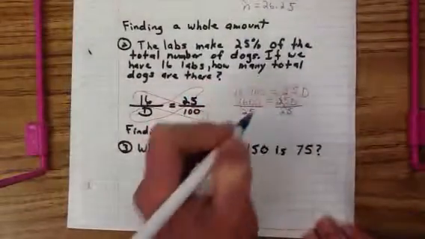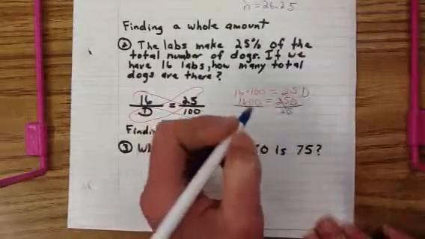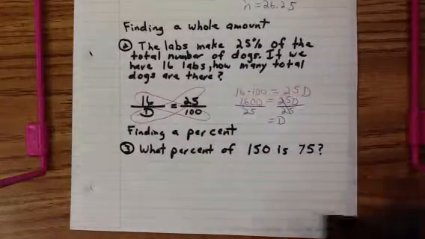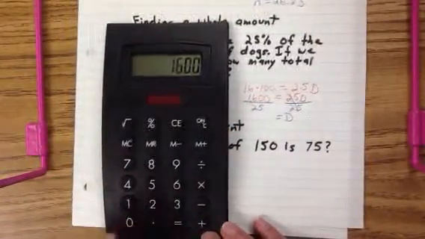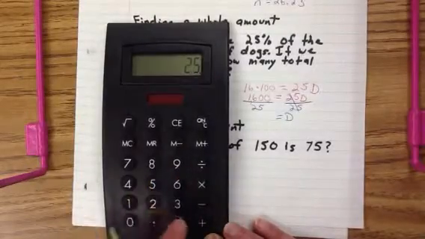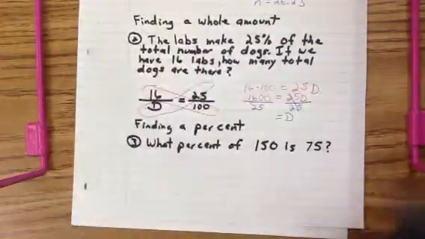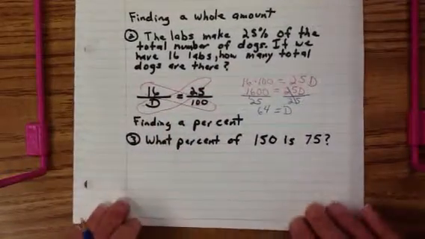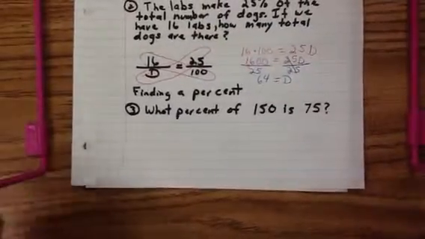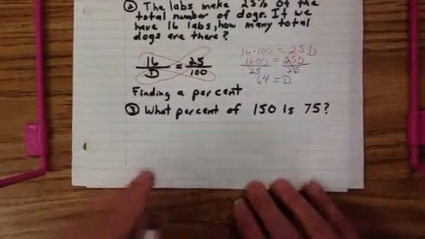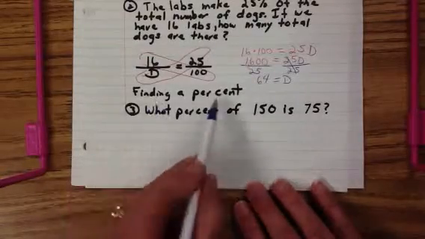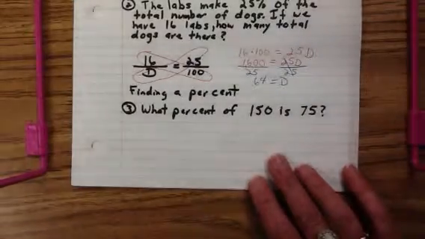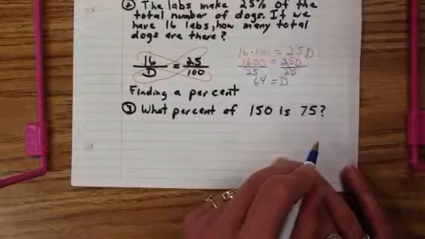And notice, 25s cancel because 25 divided by 25 is 1. 1 times d is d. And then we have 1,600 divided by 25, and that is 64. So d equals 64. Now our last sample problem is what percent of 150 is 75? And what we're doing is finding a percent this time. So what percent of 150 is 75?